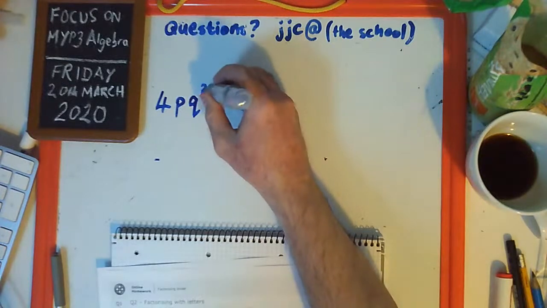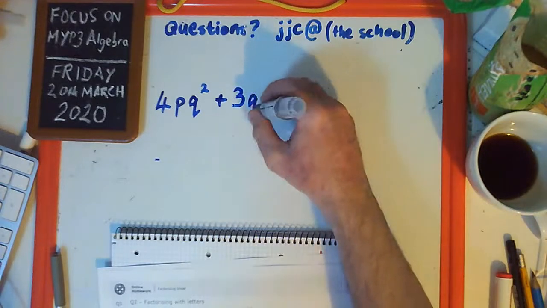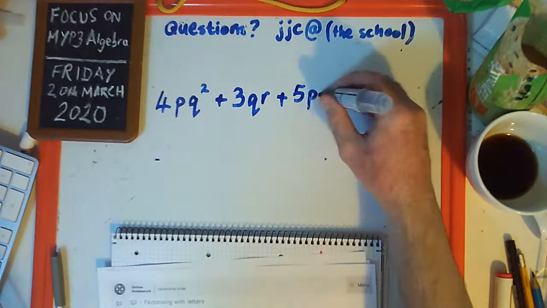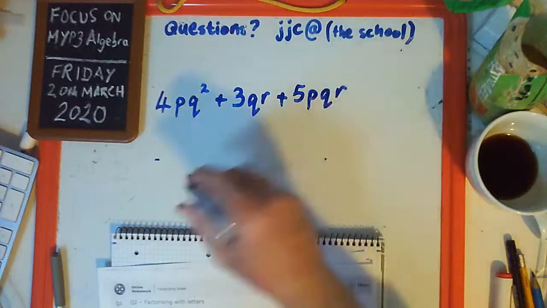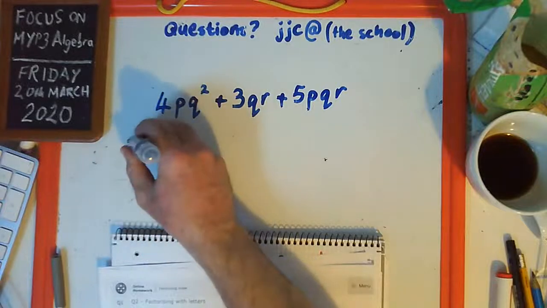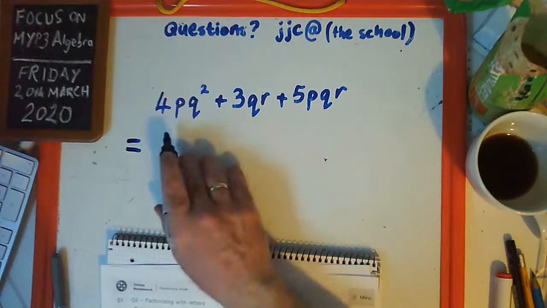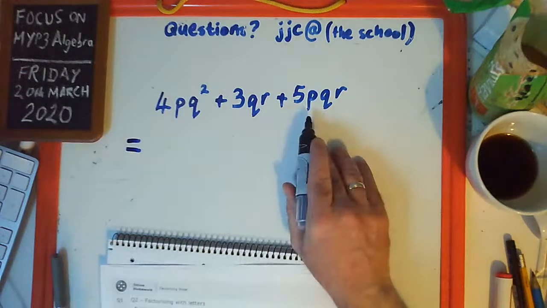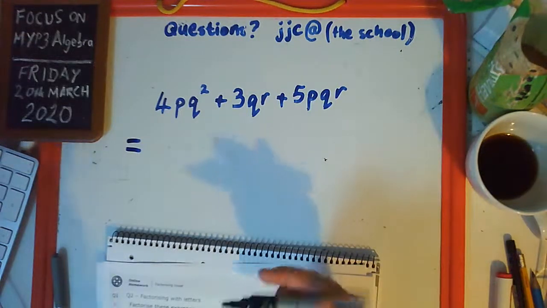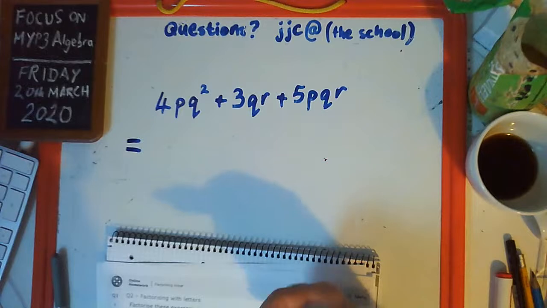4PQ squared plus 3QR plus 5PQR. Actually, this isn't so bad at all because I can write things directly underneath now. Okay, so all of these, that's got a P in it, that's got a P in it, but that hasn't got a P in it, so I can't take the P, so to speak, out of the brackets. 4, 3, and 5 don't have any common divisors, so I can't take any numbers outside the brackets.